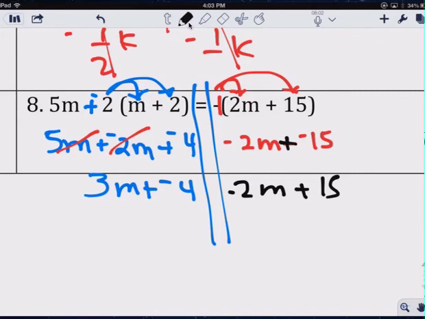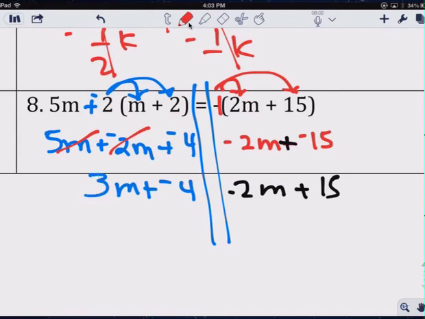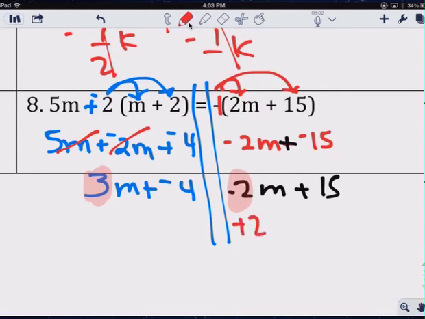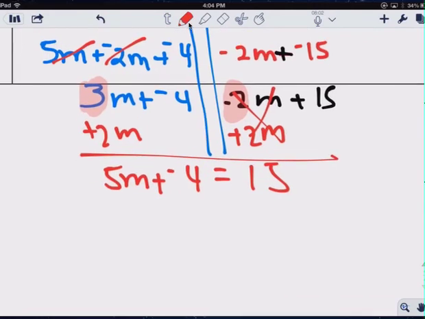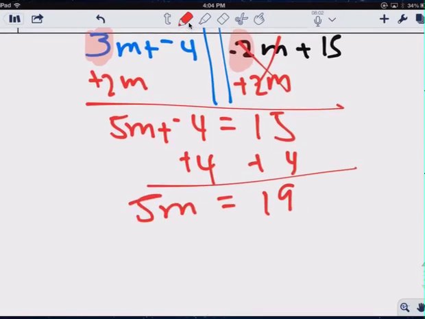And then get rid, oh, this has a solution. This is going to have one solution because the coefficients are different. So I'm going to get rid of the smallest one. The smallest one's a negative 2, so I add 2m, add 2m. Gives you 5m plus a negative 4 equals 15. Add 4, add 4. You get 19 equals 5m. Divide by 5.